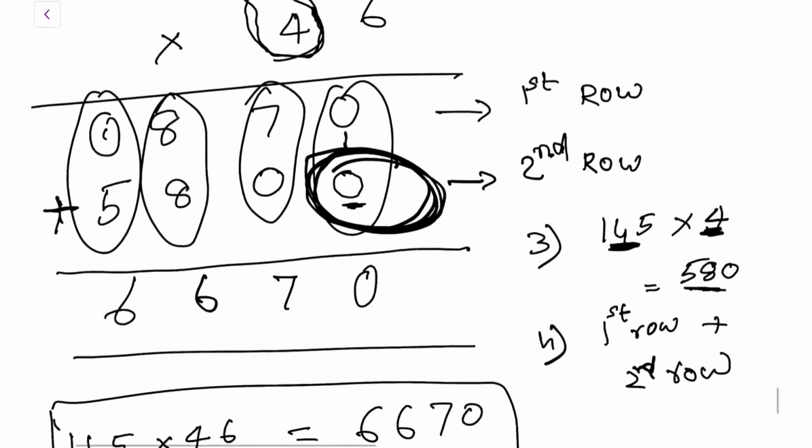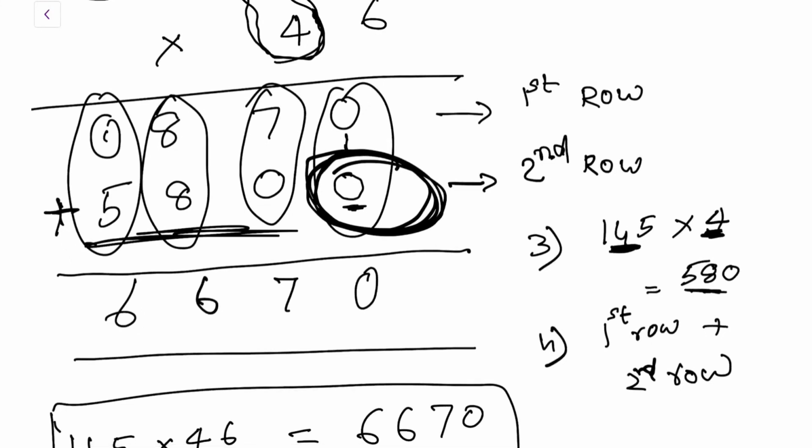And then put it in the second row. The fourth step is for you to add both the rows, 1 plus 2. That becomes your answer. Okay. Now I want you to try this, 1723 into 35. Okay. How do we do this?